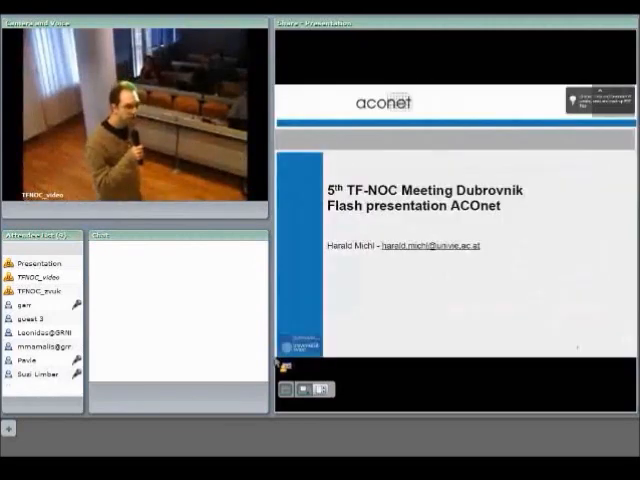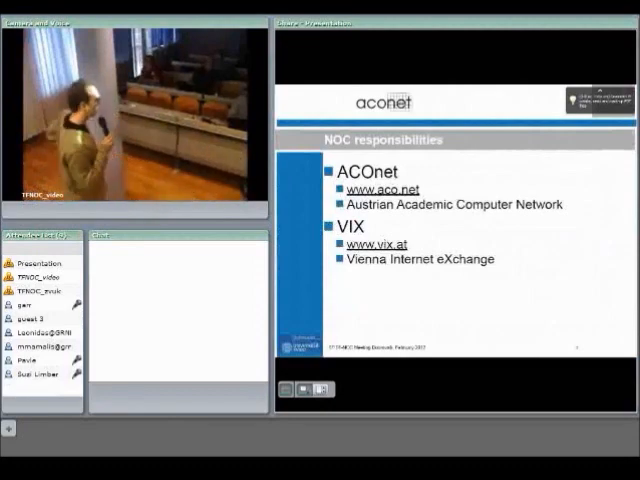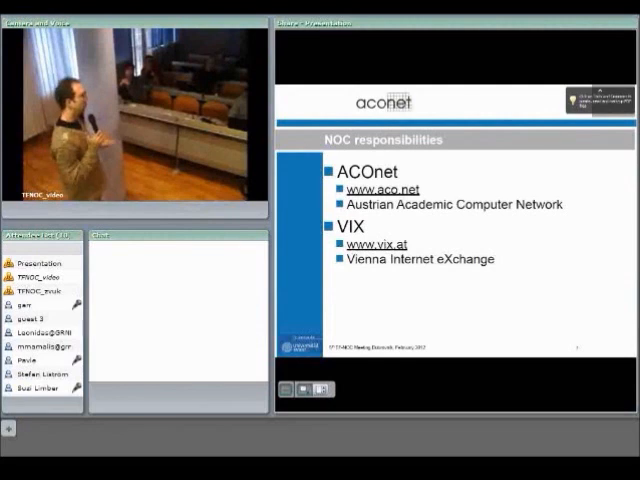First of all, the team I'm working for, we are employees of Vienna University. So ACOnet is not a real legal entity. It's a service provided by Vienna University. And we are not only responsible for the National Research Network, but we also operate the local internet exchange in Vienna. So the staff operating these both services of Vienna University is the same, and also the tools we're using are designed to fulfill both purposes we are responsible for.